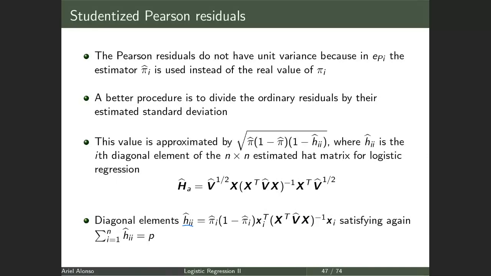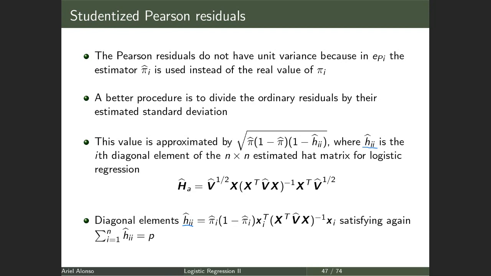So the Pearson residuals do not have unit variance. Why? Because you are plugging in not the true variance, but an estimated value. So a better procedure is to divide not by the standard deviation of y, but by an estimator that takes into account that you are estimating that variance as well. And this is what you do over here. You use the leverage that we studied before.